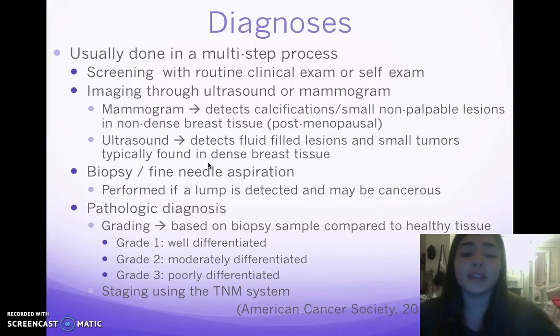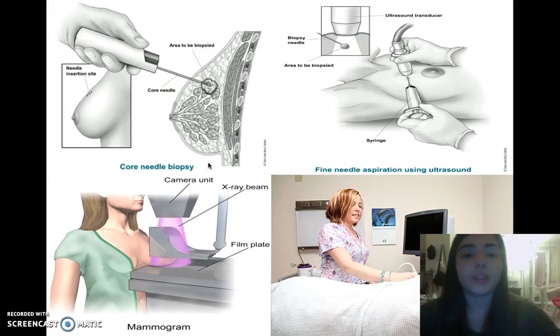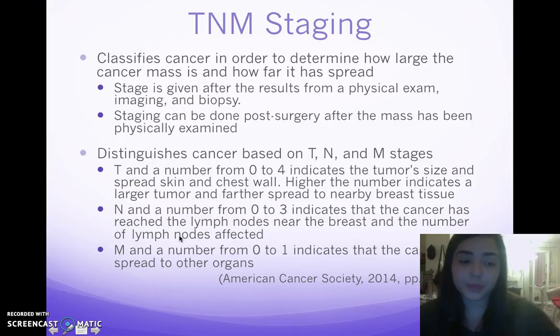So if it turns out to be cancerous, it will be graded compared to a healthy tissue sample, and it's graded from grade 1 to 3, and then it is also staged using the TNM system. This is a graphic showing how the different biopsies and tests are performed: a core needle biopsy, an ultrasound with a fine needle aspiration, a regular ultrasound, and a mammogram.